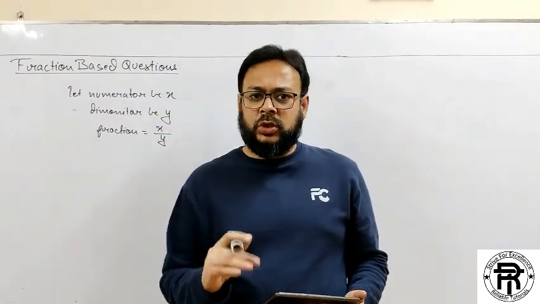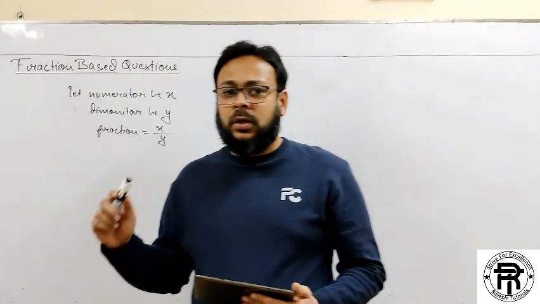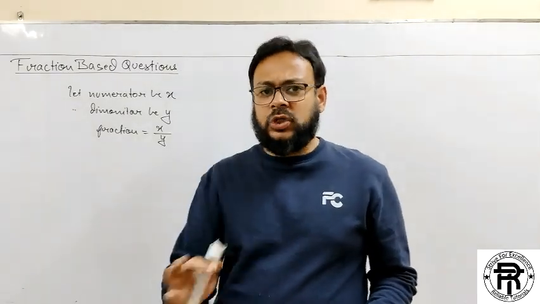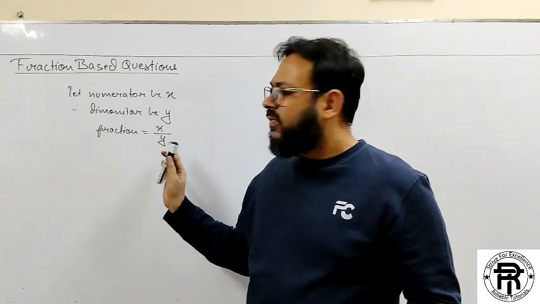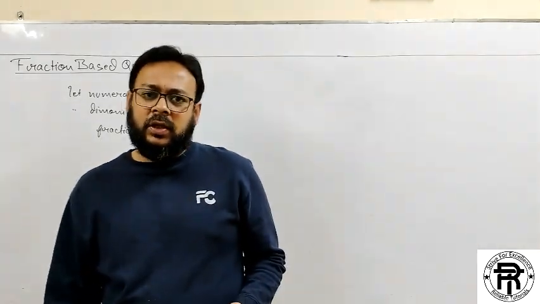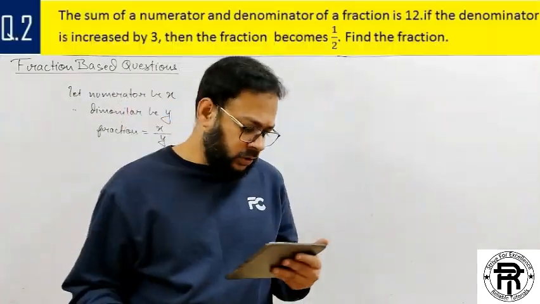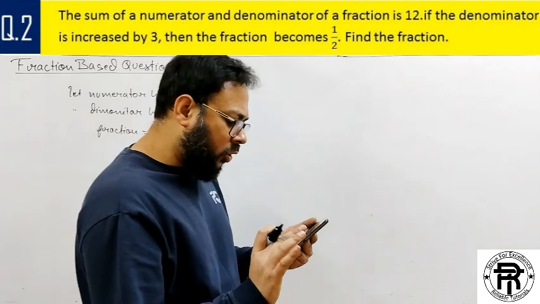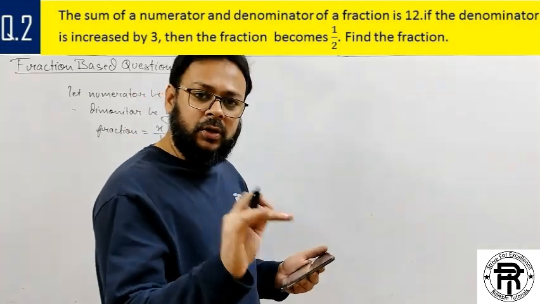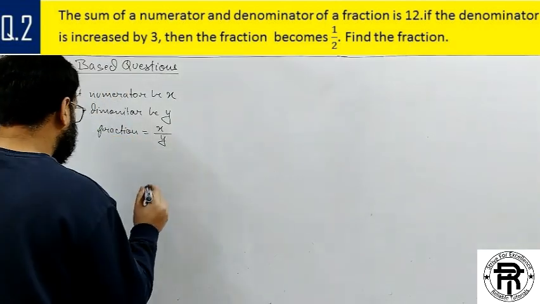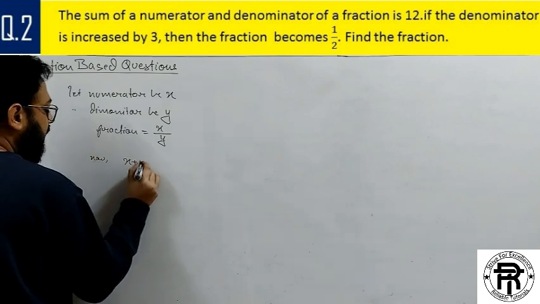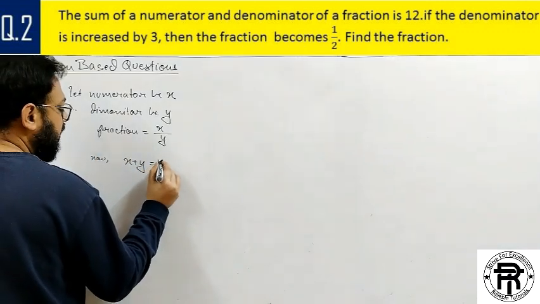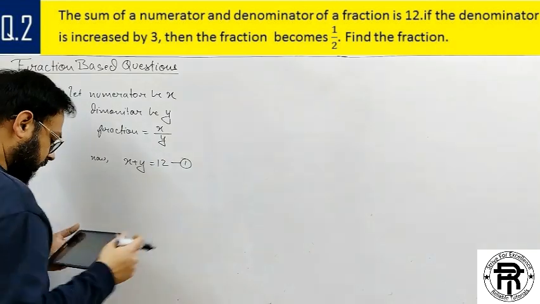Okay, now one more question of the fraction based questions. Now again before reading the question, fundamental will remain exactly the same. Numerator we took as x, denominator y, fraction is equals to x upon y. Okay, now let me read the question. What is given in the question? The sum of the numerator and denominator of the fraction is 12. We have to add numerator and denominator and it becomes 12. So we will write that numerator and denominator we are adding both of them, we are getting how much? 12. This is the first equation, simple.